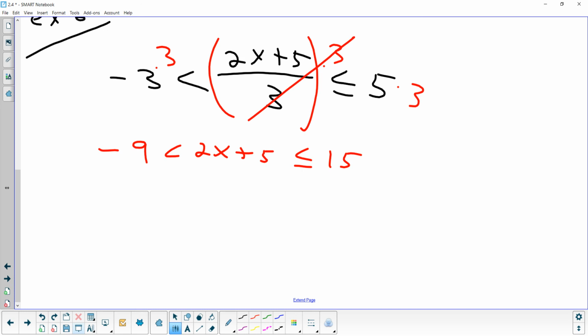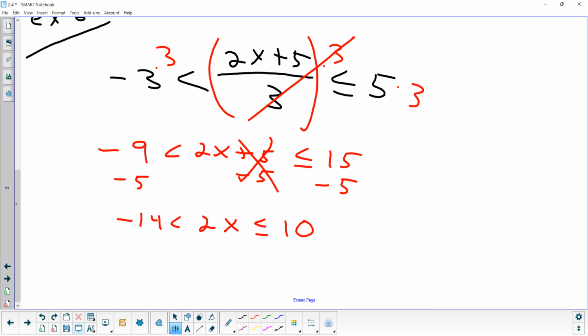Casey, what would my next step be? Yep, we want to get the 5 out of the middle. And how would you do that? Yep, good. You want to subtract it. Minus 5, minus 5, minus 5. That's gone. Negative 14 is less than 2x, which is less than or equal to 10.